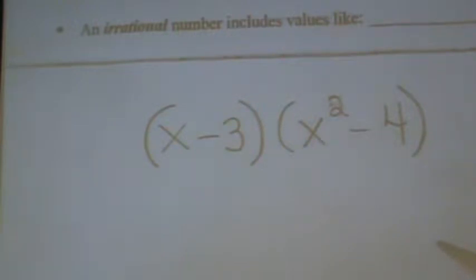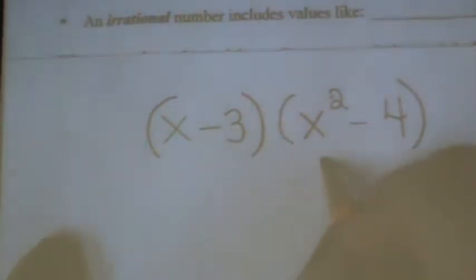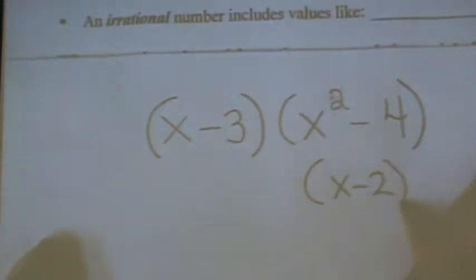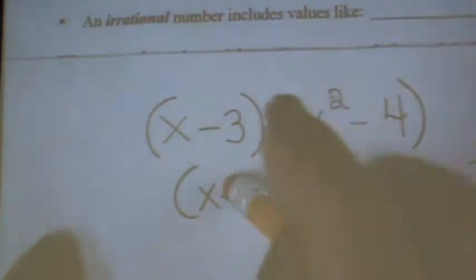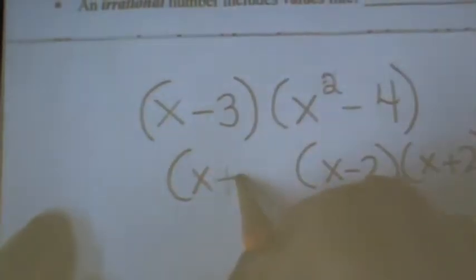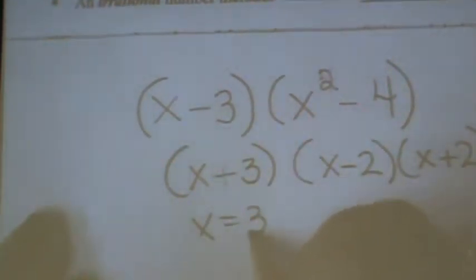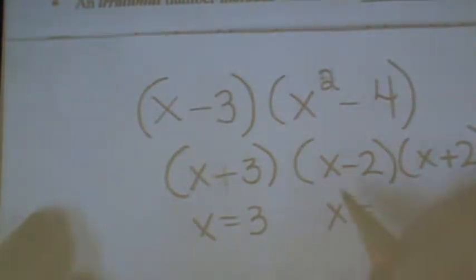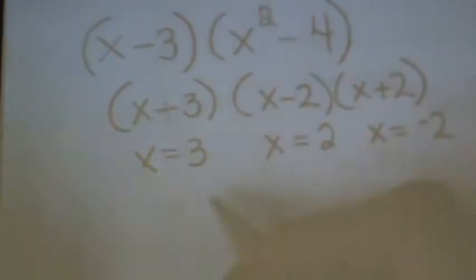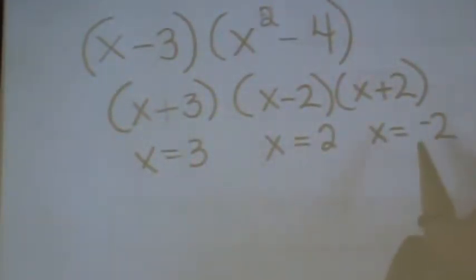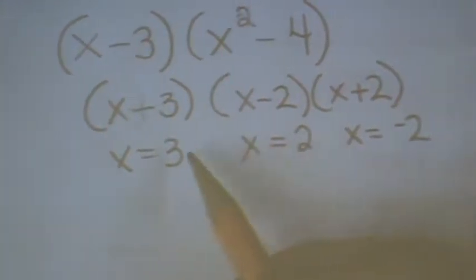No. What could I do to this problem? You can make x minus 3. I could make this x minus 2 times x plus 2, right? So what are these numbers right here inside? Well, the opposites of them are the zeros. So do you all agree that this polynomial has 3 zeros, and they are 3, 2, and -1, right? Wait, did you say -1? I'm sorry, -2. 3, 2, and -2. These are the zeros.